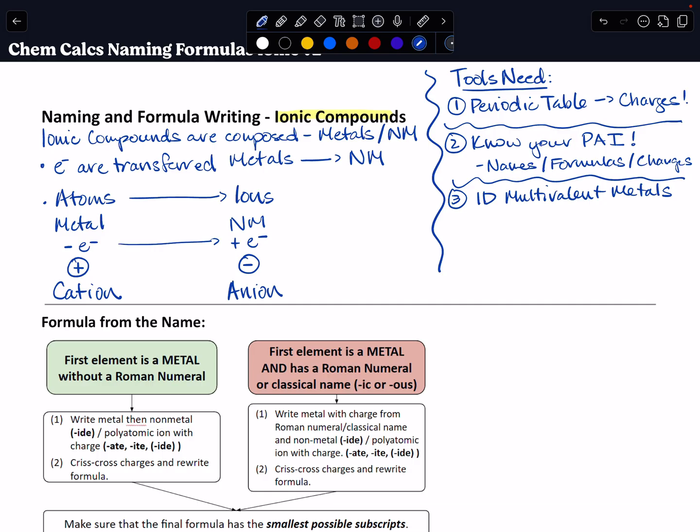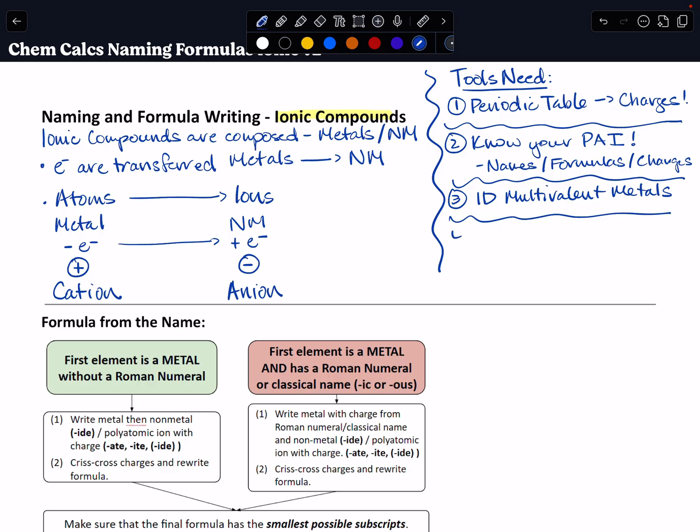That means that they're able to transfer different amounts of electrons. So maybe in one instance they transfer two, and in a different one they transfer three, or maybe they transfer one, or they transfer two, or they transfer four. All right. So if they're able to do that, they fall under this category of multivalent metals. So we need to recognize when our compound, or our formula unit rather, has a multivalent metal in it.